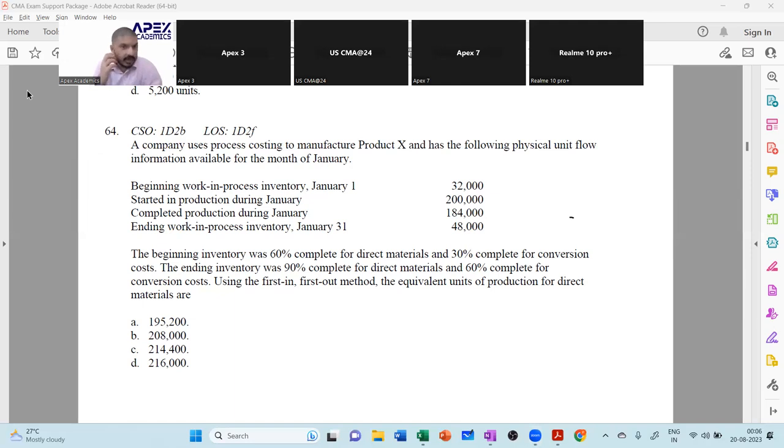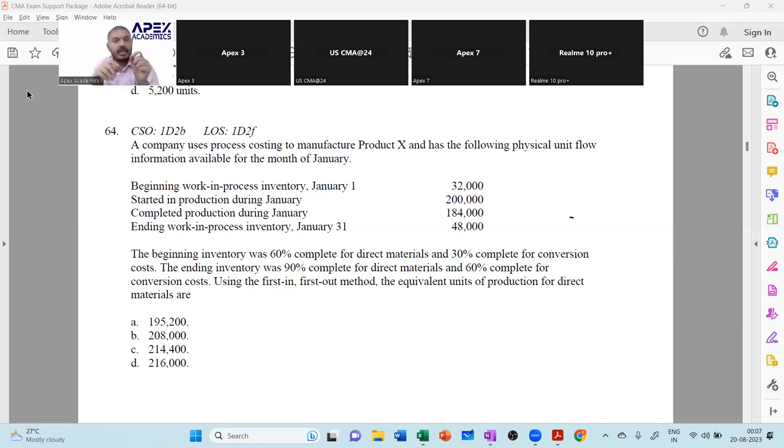Question number 64. A company uses a process costing method to manufacture the product X, and it has the following physical unit flow information available for the month of Jan. The beginning WIP for Jan 1 is 32,000 units. Started the production in January are 2 lakh units. Completed the production in January are 1,84,000 units. Ending WIP is 48,000 units. The beginning WIP is 60% completed for direct materials, and it is 30% completed for conversion. The ending inventory is 90% complete for direct materials, and it is 60% complete for conversion cost.